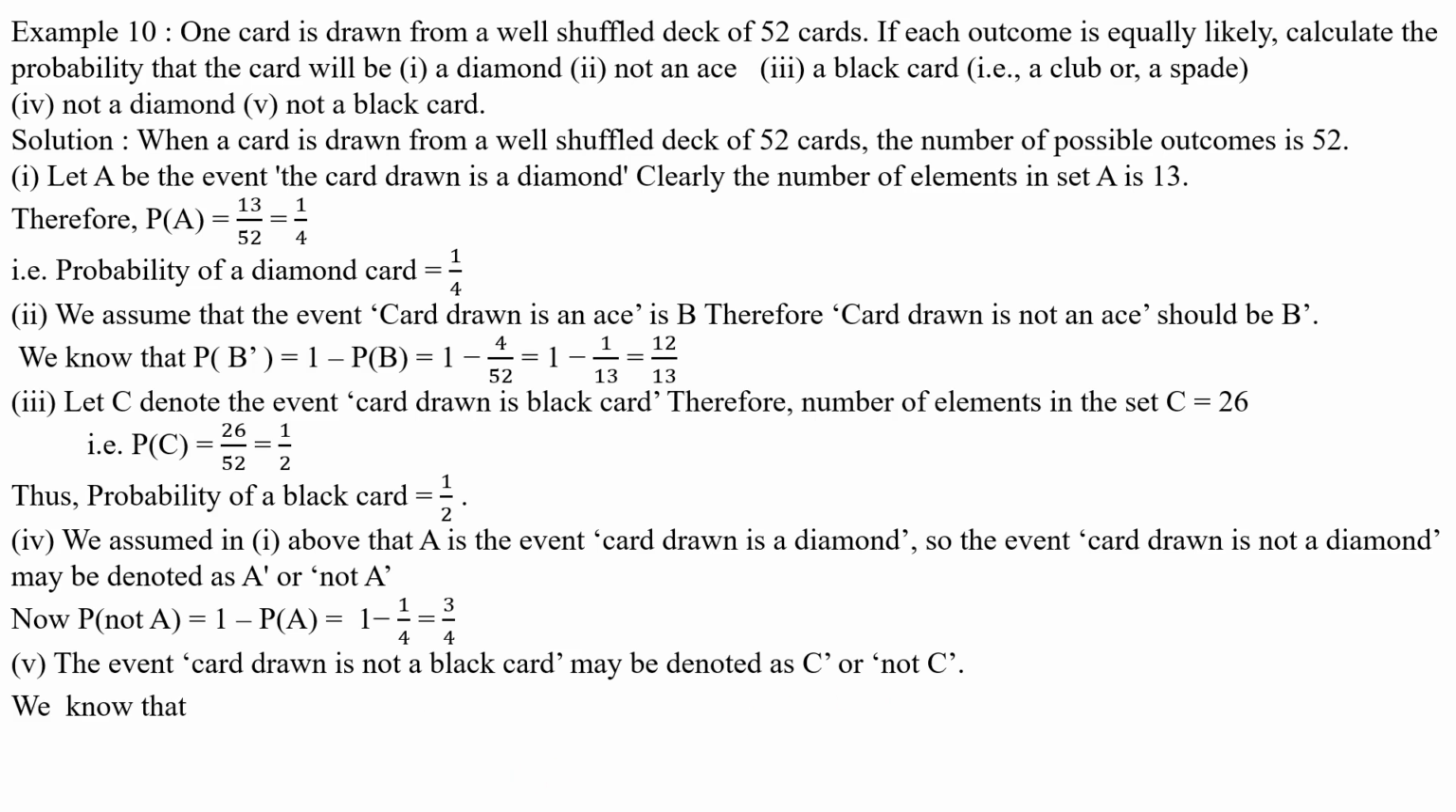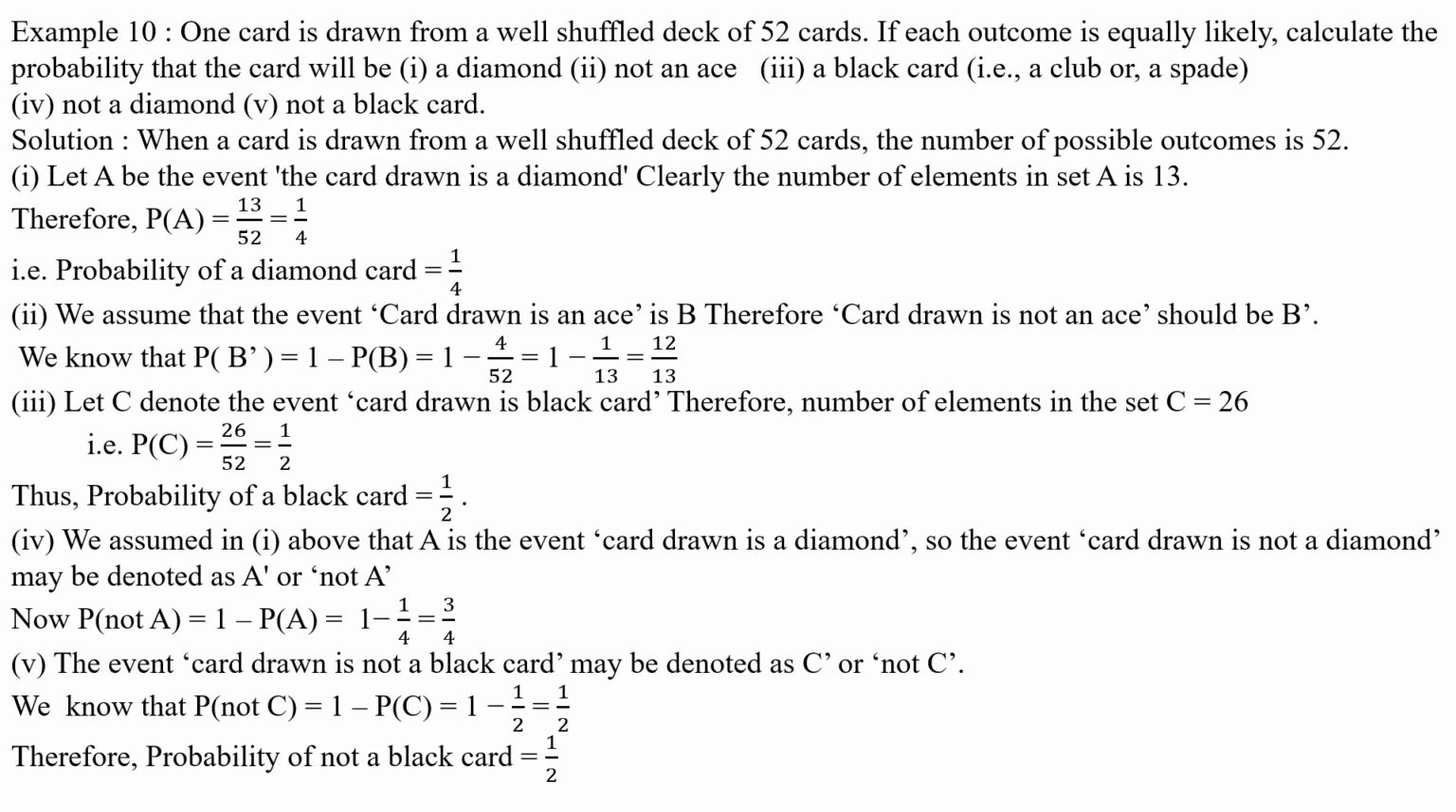Right. We know that P of not C is equal to 1 minus P of C. That is equal to 1 minus 1 by 2. As I mentioned previously, we have found P of C value in the third event, P of C is 1 by 2. So 1 minus 1 by 2 is equal to 1 by 2. Therefore, probability of not a black card is equal to 1 by 2. Understood this step, my children?